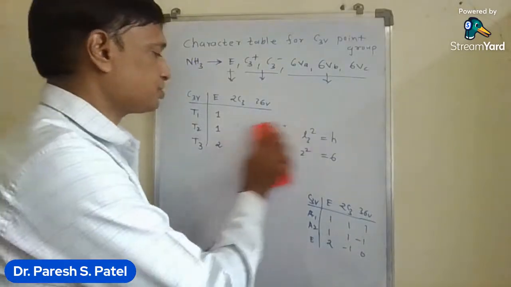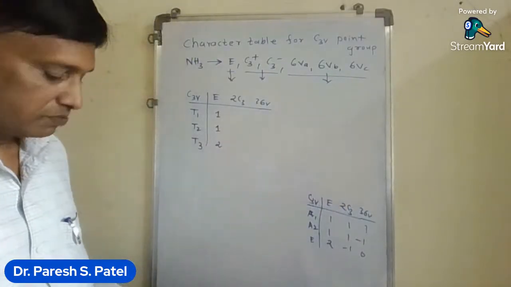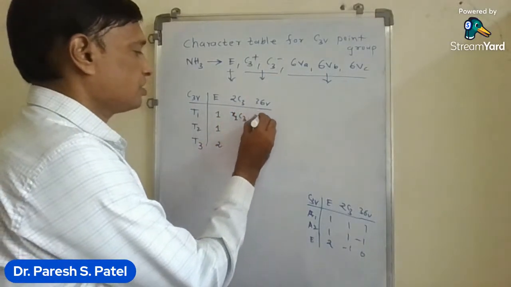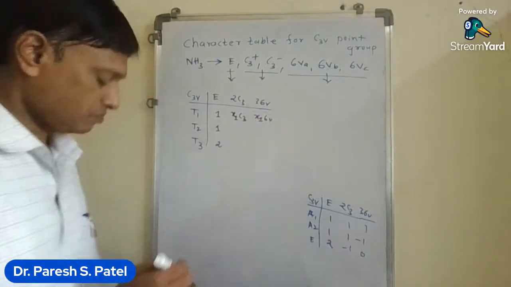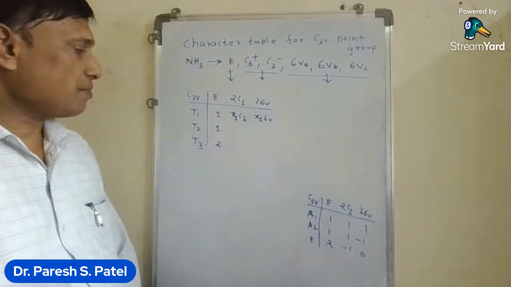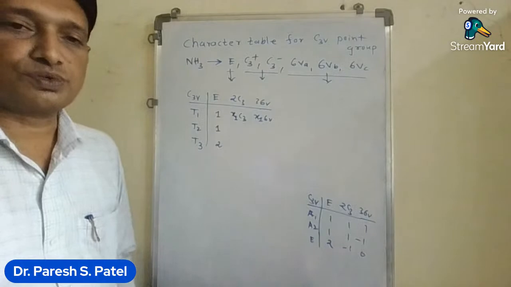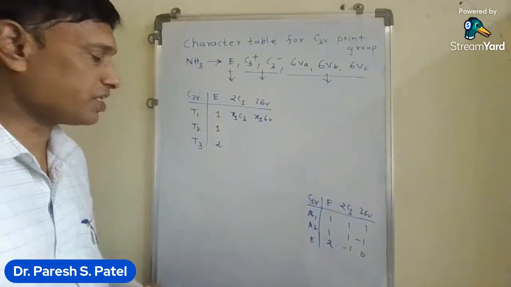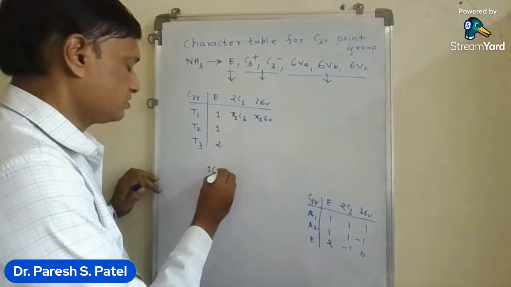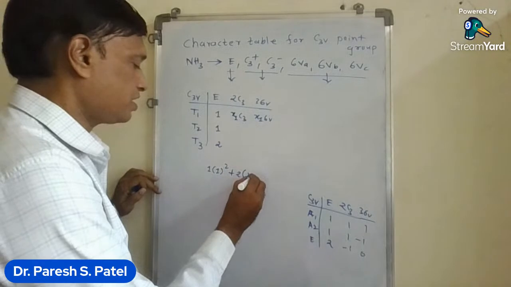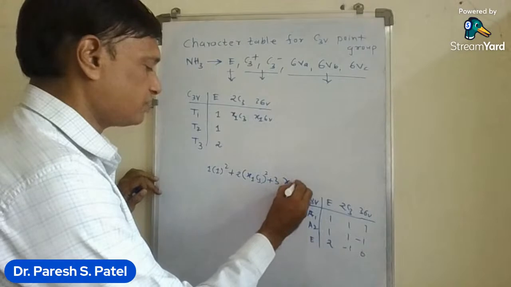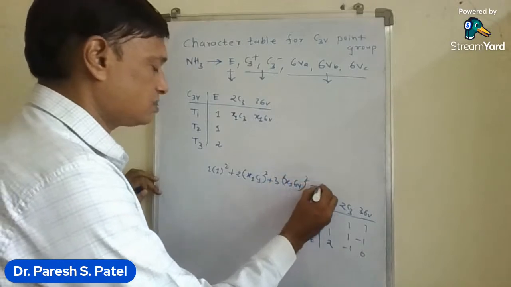Now to get the first irreducible representation, the characters for the first irreducible representation, suppose these are character 1 for C3, character 1 for sigma v. According to rule number 3, the sum of the squares of the characters is equal to the order of a group. It means 1 into 1 square plus 2 into character 1 C3 square plus 3 into character 1 sigma v square is equal to the order of a group.